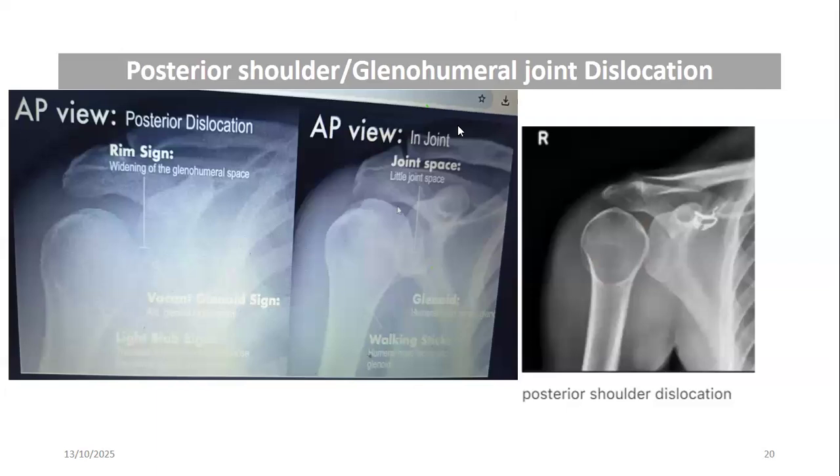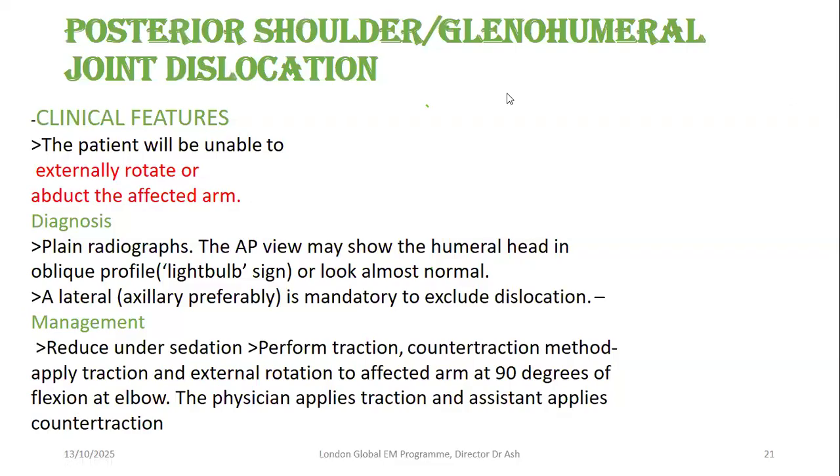Next is the posterior shoulder dislocation. So you will see the light bulb sign. Okay, nowadays they don't give the common light bulb; everyone asks the difference in posterior shoulder dislocation. Clinical features: the patient is unable to externally rotate or abduct the affected arm. So it is opposite to the anterior shoulder dislocation.